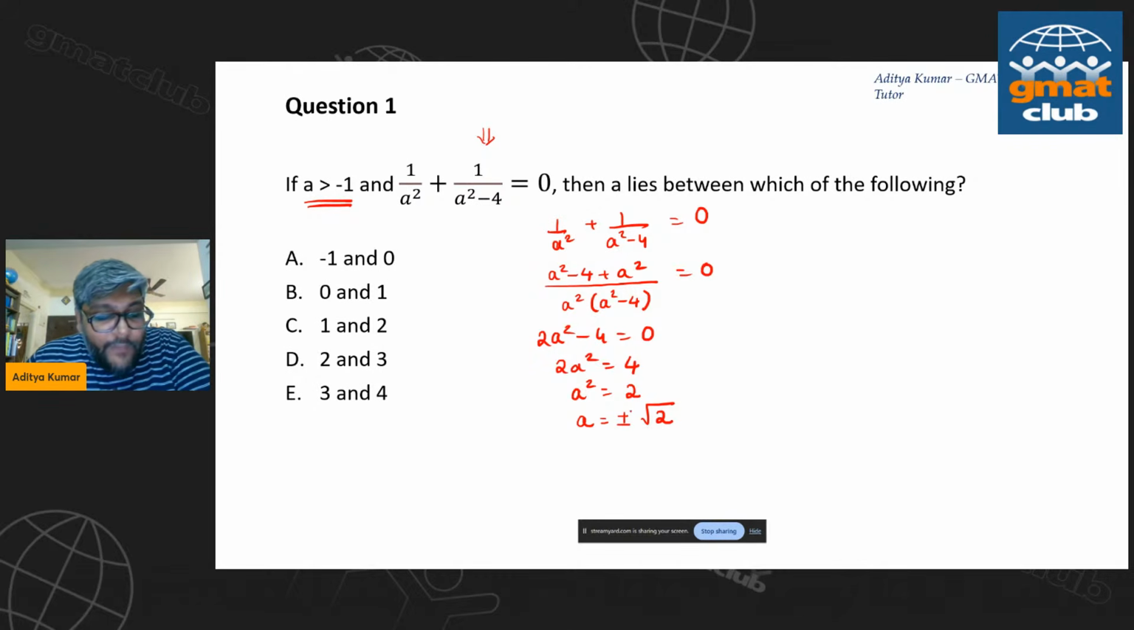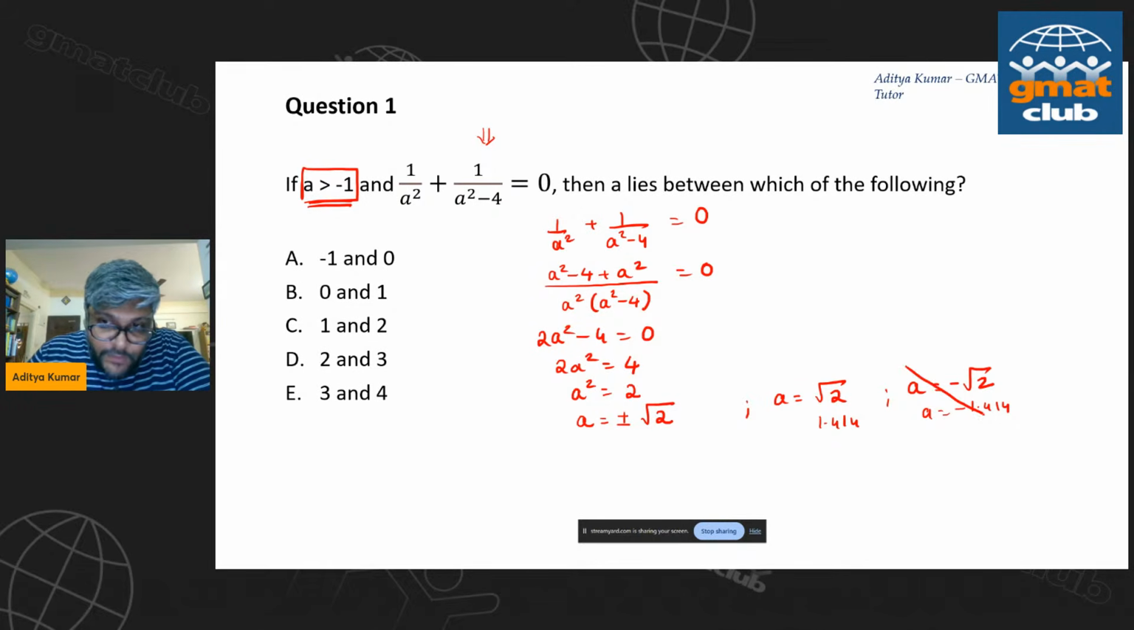Now, if a is plus or minus root 2, a has two possibilities. A can be plus root 2 or a can be minus root 2. Remember, root 2 value is approximately 1.414. And this is 1.414, and I have this as minus 1.414. But what is the constraint that I've been given? A is greater than minus 1. Minus 1.414 is lesser than minus 1. So this is a solution that I'll have to discard because it violates the constraint that is given.